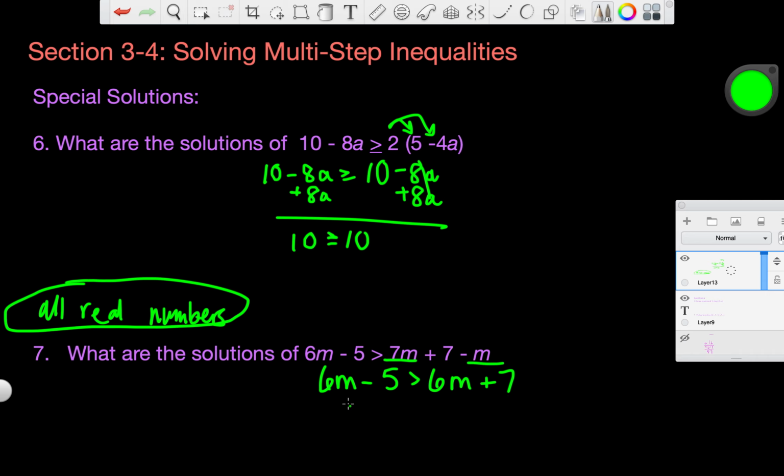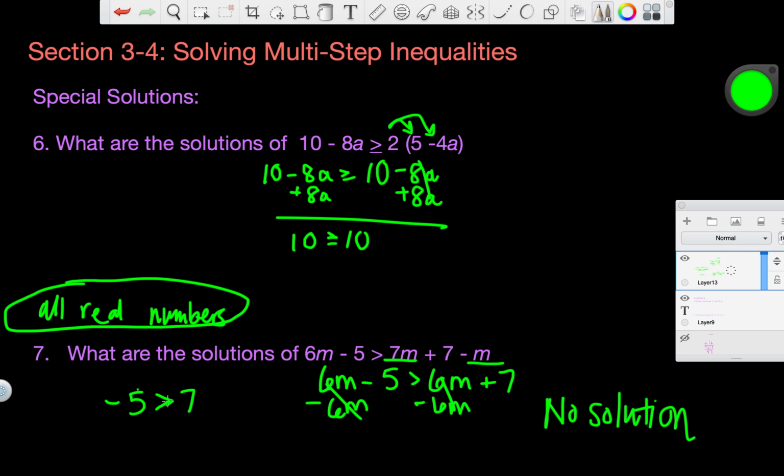So similarly here, we see the same term with our variable, but a different constant. So what I want to do is establish what I have here. So let's move this 6m over by subtracting so we can see this better. Now they both cancel. So I'm left with negative 5 is greater than 7. Is this true? Negative 5, is it larger than 7? No way. So never will this inequality be true. Okay? So the answer to this is no solution.